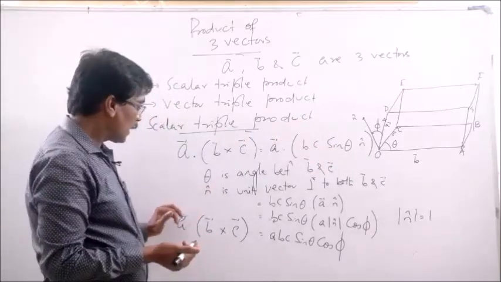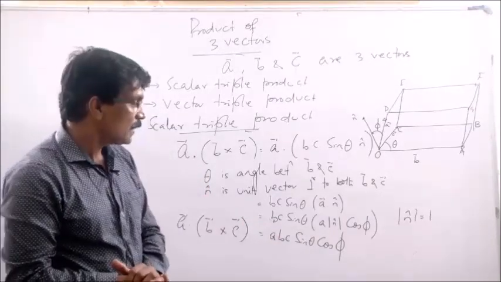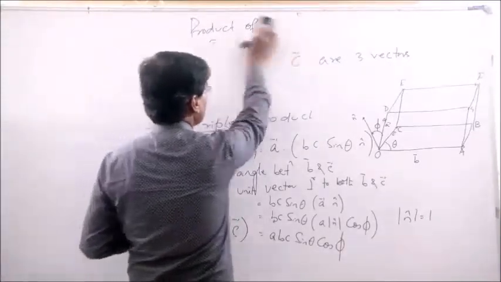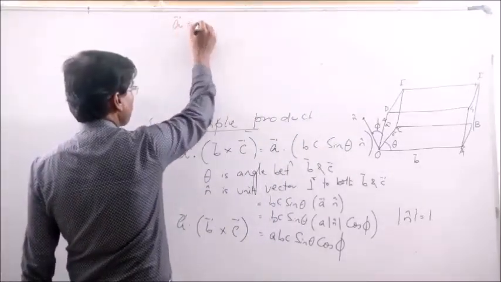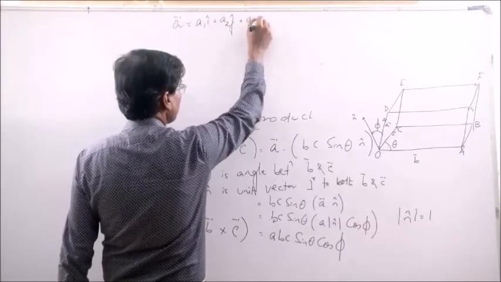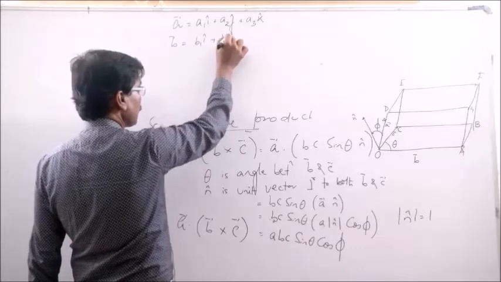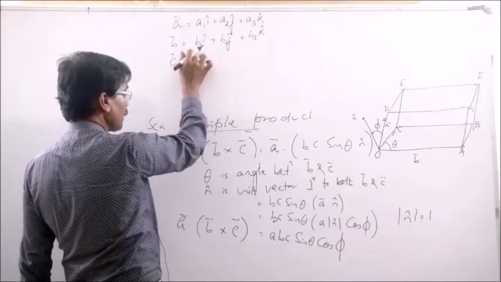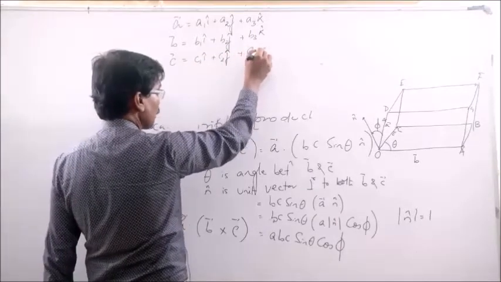So, we have A, B, C. A dot B cross C is called A B C sin theta cos phi. Next we find out its component wise. Suppose A vector is equal to A1 i cap plus A2 j cap plus A3 k cap, B vector is equal to B1 i cap plus B2 j cap plus B3 k cap, and C vector is equal to C1 i cap plus C2 j cap plus C3 k cap.